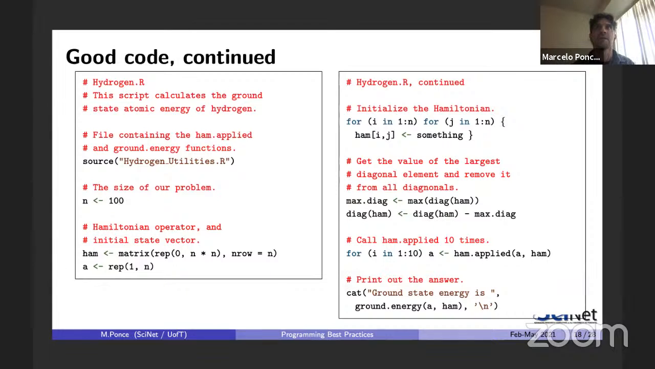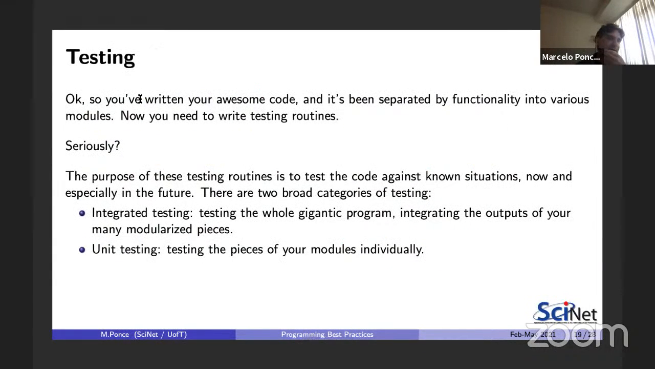Okay. So we are going to switch gears a little bit, not a lot, because we are still in the topic of best practices, but we're going to start talking about testing. And one of the interesting things here is that now you have a very modular implementation, a best coding practices implementation. Now we need to write testing routines. Okay, and the purpose of a testing routine is to test the code against known situations. That's exactly what we did at the end of assignment 2.